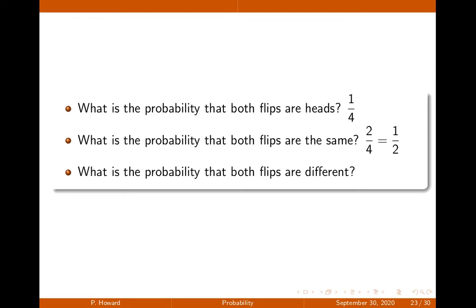And what is the probability that both flips are different? Well, this also happens in 2 of the 4 possible outcomes. The flips are different if you flip heads tails or tails heads. So the probability is 2/4, or 1/2.